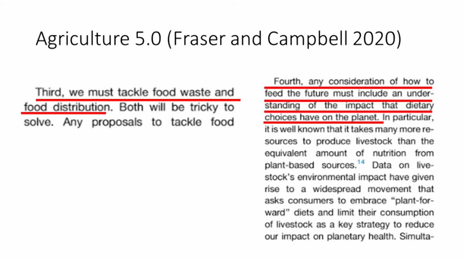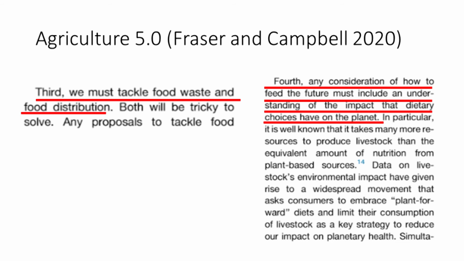Same thing if you have a large animal like a pig or a cow, you're not going to eat the whole thing all at one time. How are you going to preserve the meat from that slaughtered animal? It's difficult to do, again avoiding spoilage, when you don't have refrigeration, electricity, etc. Okay, fourth, what they argue Agriculture 5.0 requires is a shift in dietary choices, or at least an understanding of the impact that dietary choices have on the planet.